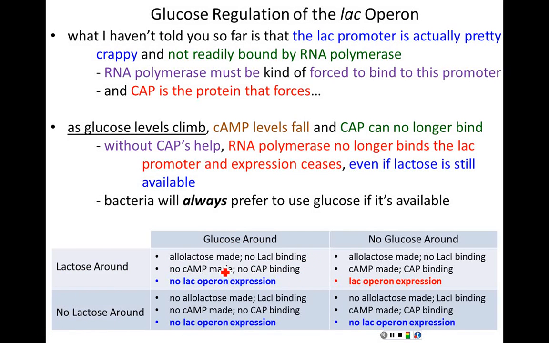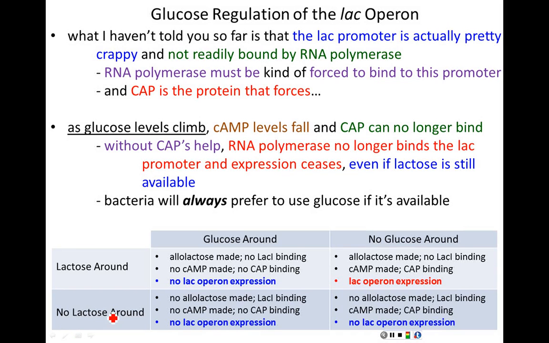Now, when glucose is around and lactose isn't, we know we don't want to express the lac operon. We've got both things against us. The preferred sugar is around, and the sugar that the lac operon allows us to metabolize is not around. So we definitely don't want the lac operon on under these conditions, because we have our preferred food, and there's no lactose to digest anyway. But let's see what's going on at the molecular level.